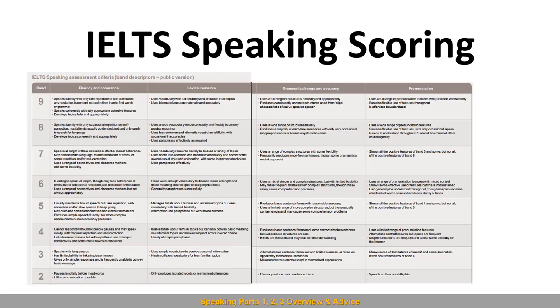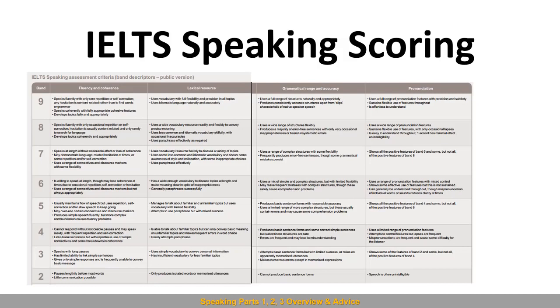On the left side, and on the top, we have 4 different categories. The first one is fluency and coherence. Next is lexical resource. This means vocabulary. After that is grammatical range and accuracy. And finally is pronunciation. I've included a link to the official version of this document down in the video description. So if you're interested in reading each category, then please click on that link and you can go to the official website and look at this in detail.